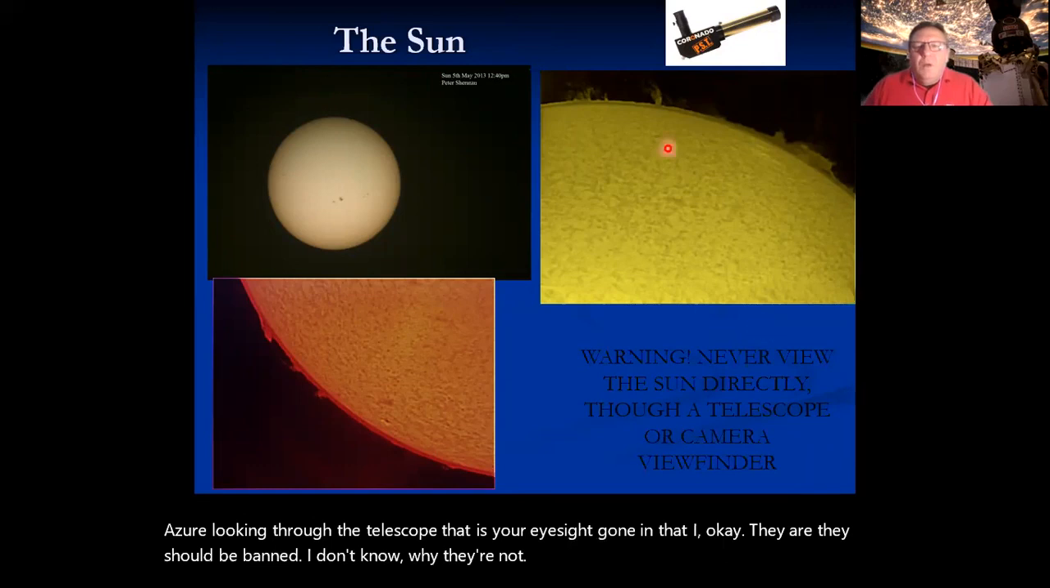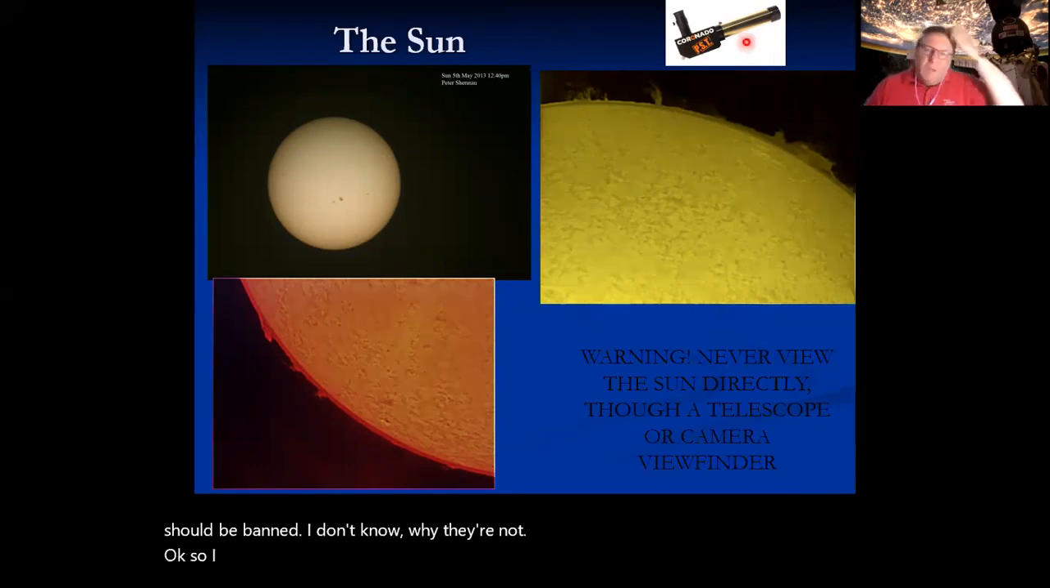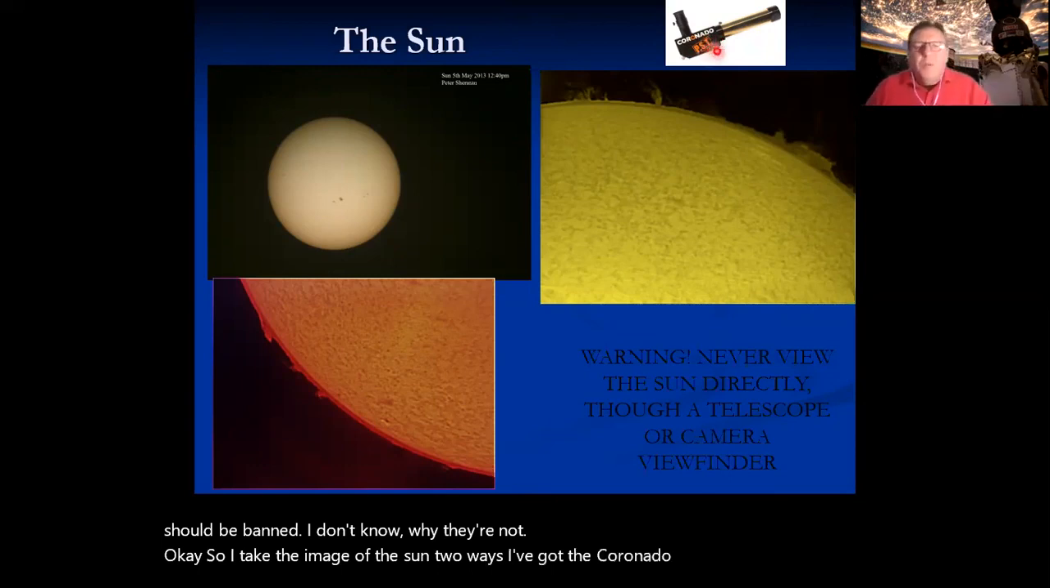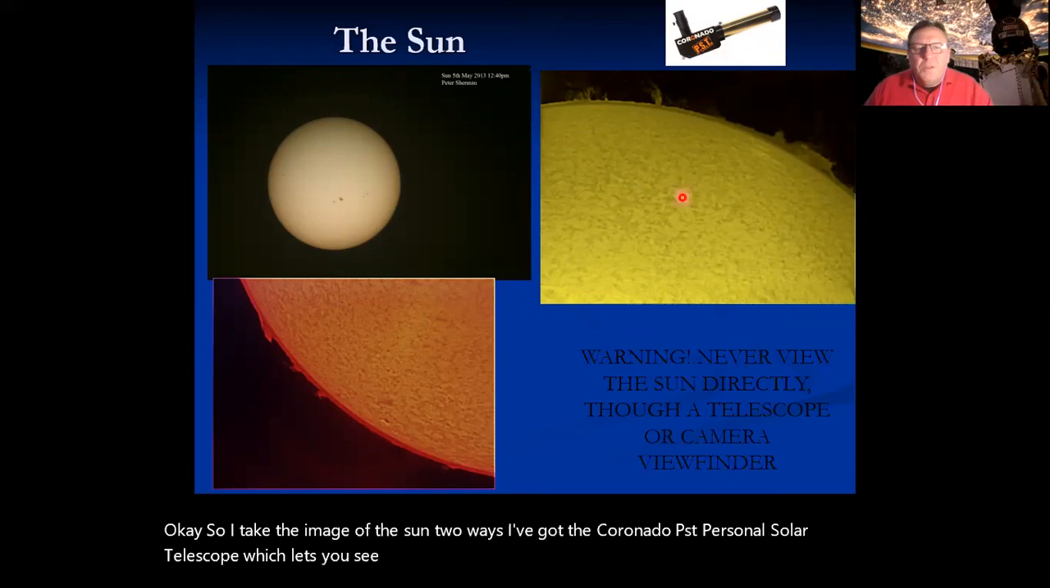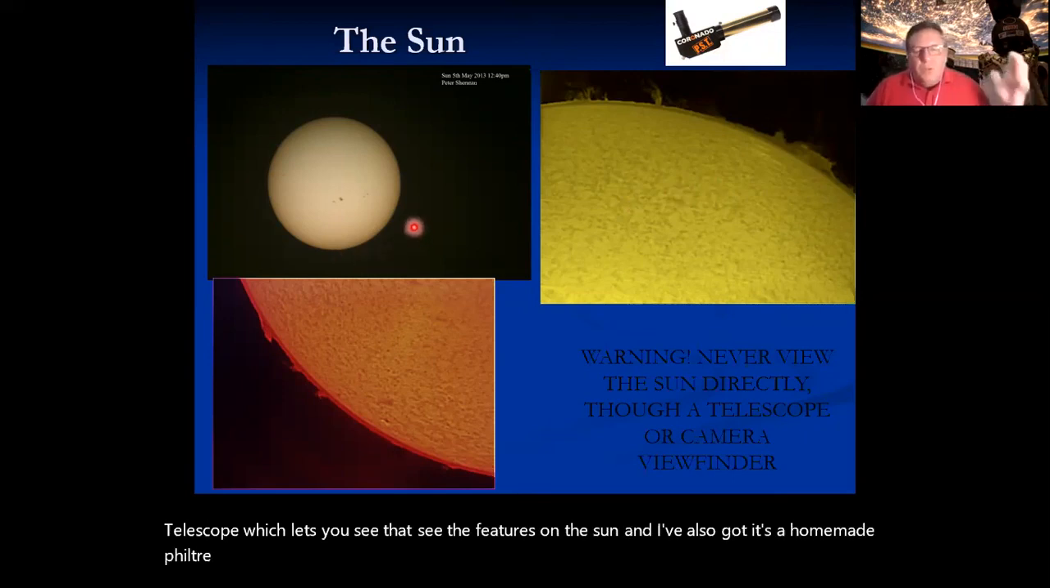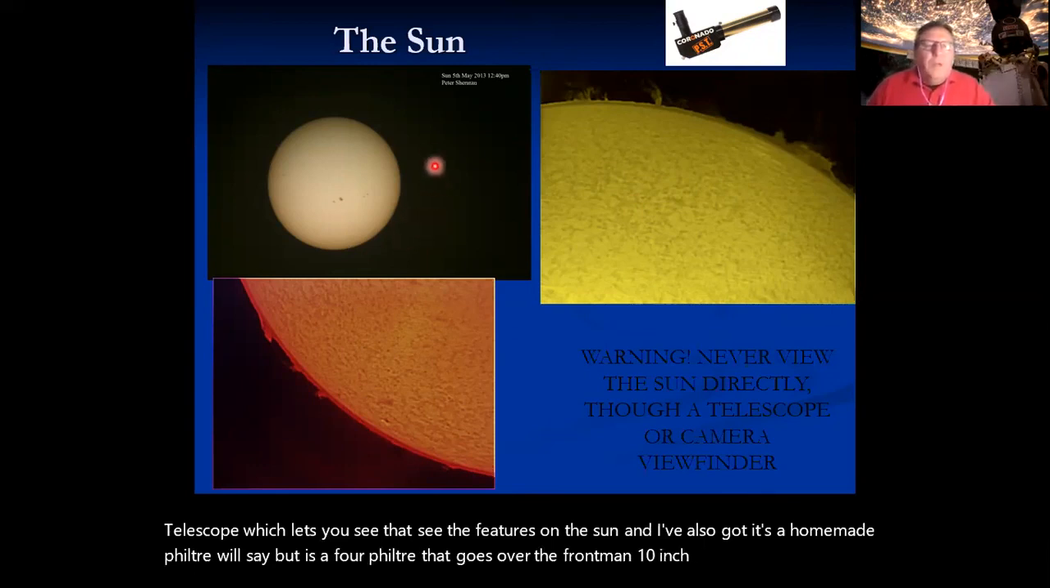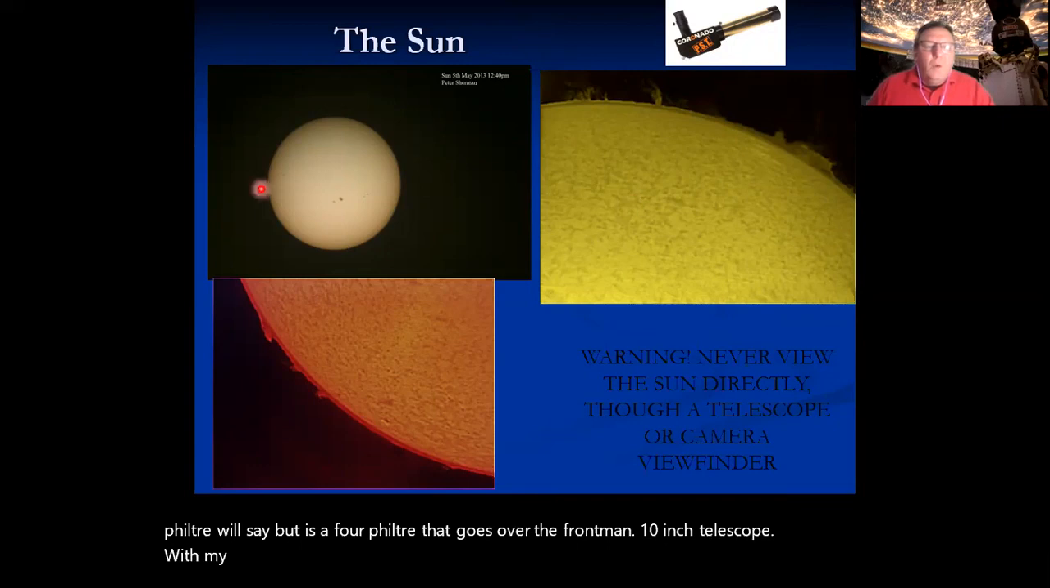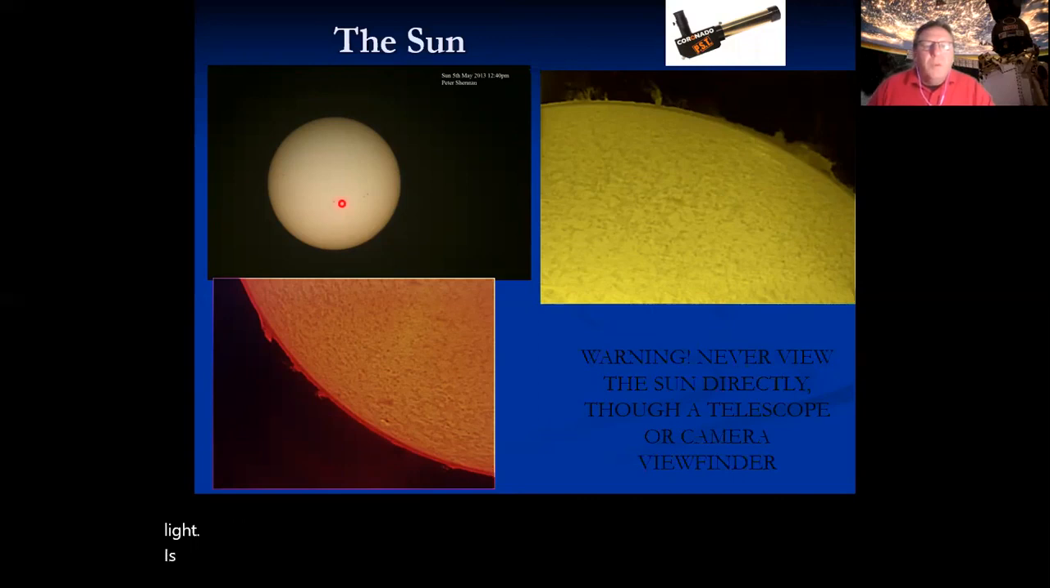So I take images of the sun two ways. I've got the Coronado PST, which is a personal solar telescope, which lets you see the features on the sun. And I've also got a homemade filter, I will say, but it's a full filter that goes over the front of a 10-inch telescope. With my Canon 300D, I can get the whole sun in one shot. Now, this is what's known as white light. You can make out the sunspots on the surface of the sun. You don't get any other detail apart from that.